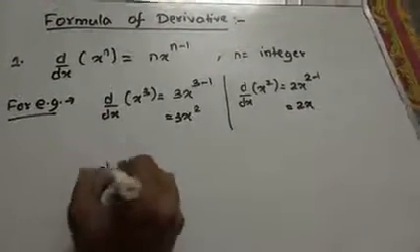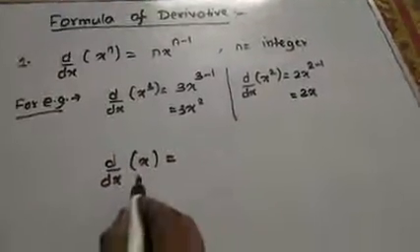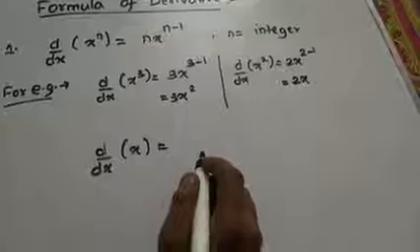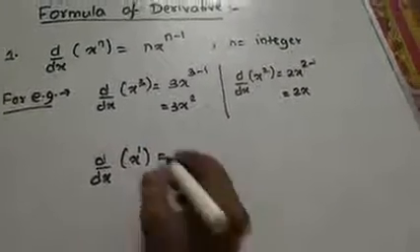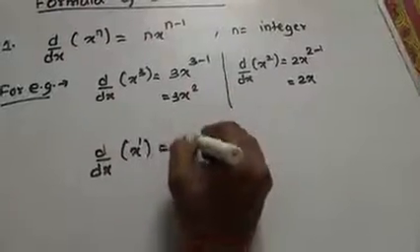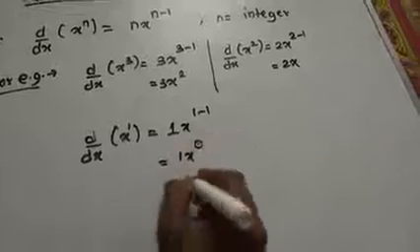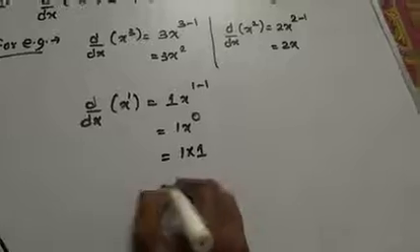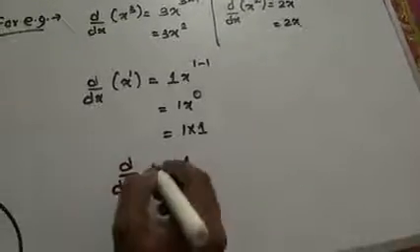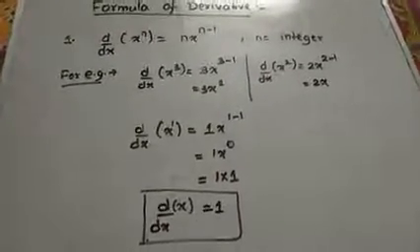Another one, d/dx of x. Now if you compare x with x to the power n, what is the power n here? See, here the power is 1. So if you compare, you will get 1 x to the power 1 minus 1, that is 1 x to the power 0, and something to the power 0 is 1. So finally 1. So remember always that d/dx of x is 1.